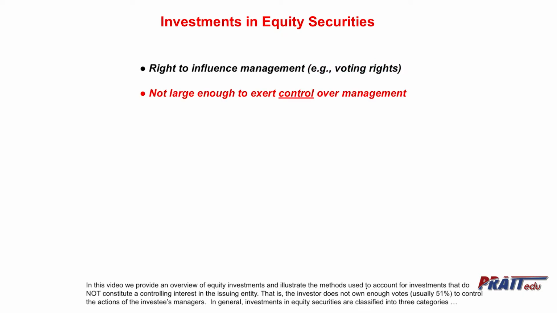In this video, we provide an overview of equity investments and illustrate the methods used to account for investments that do not constitute a controlling interest in the issuing entity. That is, the investor does not own enough votes, usually 51%, to control the actions of the investee's managers. In general, investments in equity securities are classified into three categories.